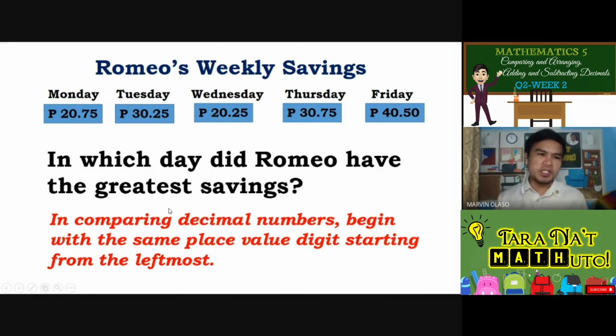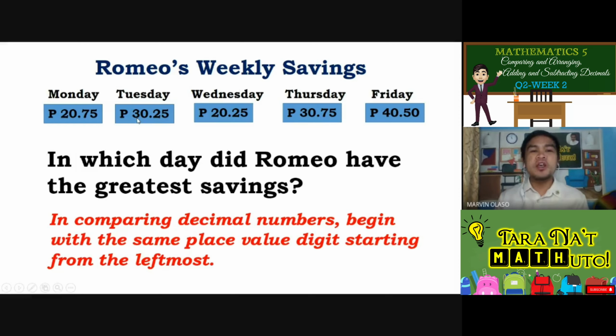So please remember this. In comparing decimal numbers, begin with the same place value digit starting from the leftmost. So kapag kino-compare natin yung mga numbers, you have to start dun sa mga place value ng mga digit. Simula sa pinakakaliwa. So in this case, since we have the numbers given in the combination of the whole number and the decimal number, we will start looking for the whole numbers. So tingnan natin muna yung mga whole numbers.